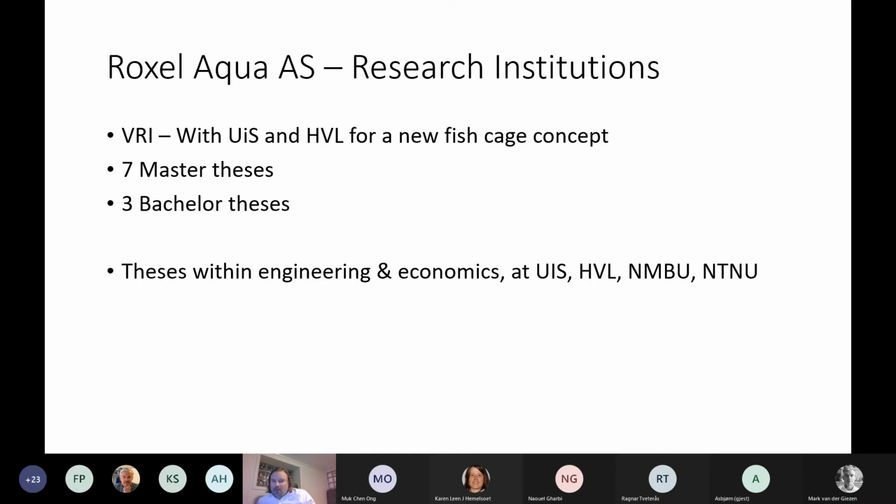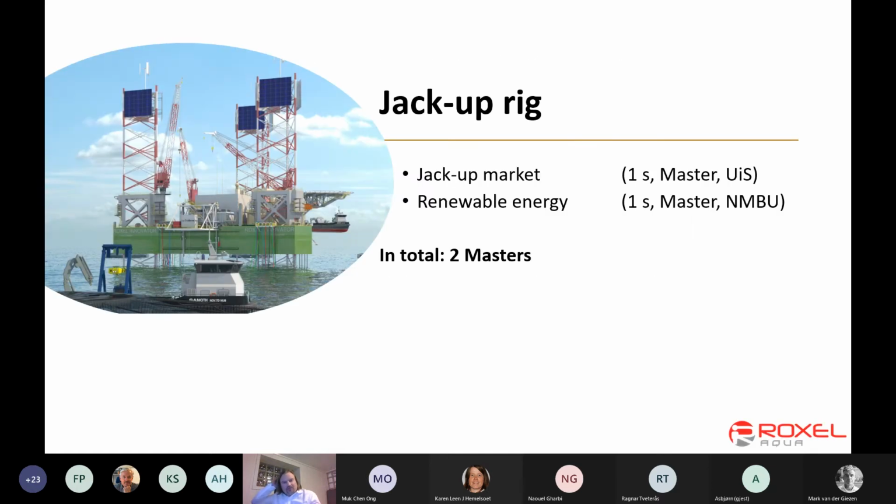But we've also had lots of master theses and bachelor theses done in engineering and in economics at 4 different universities: University of Stavanger, Bergen, the old veterinary school in Oslo, and the University of Trondheim. So all these theses are actually very useful for us for many reasons, and I'll give you some examples of this. So if you go to the next slide, please, Karen.